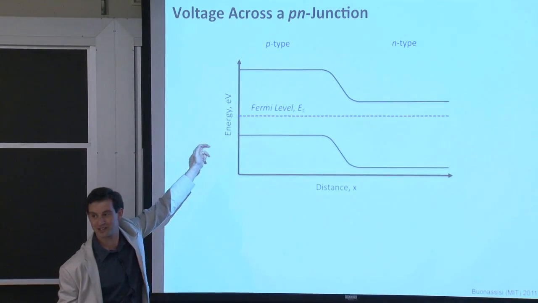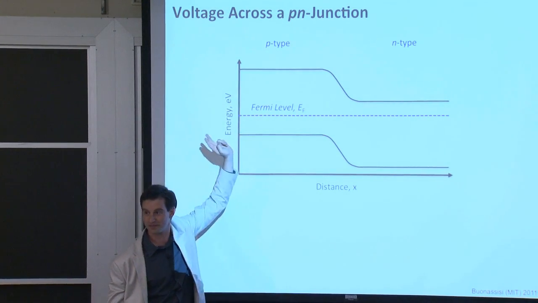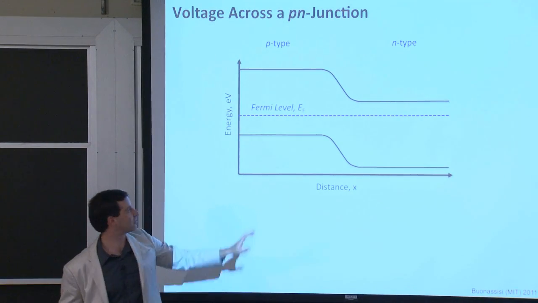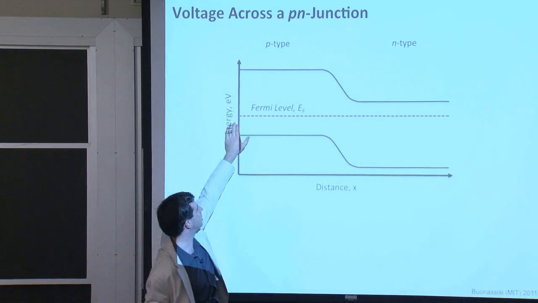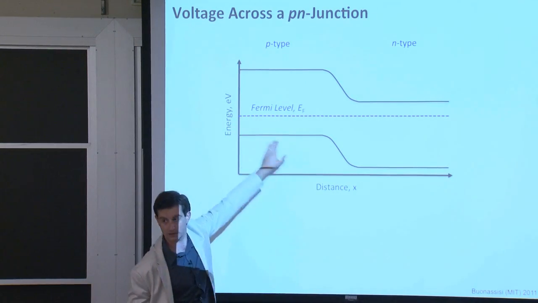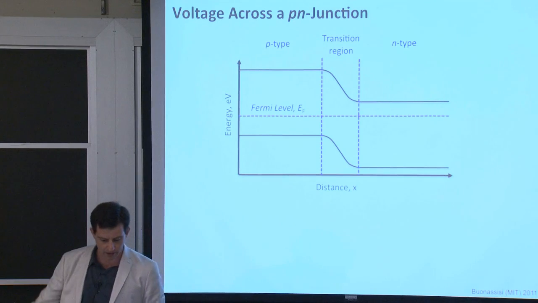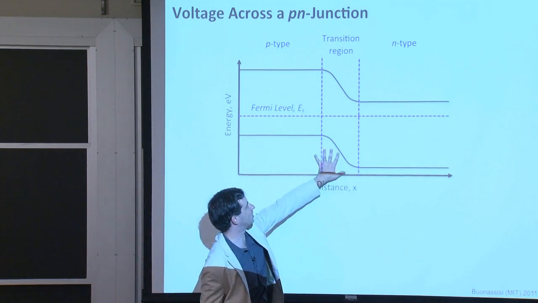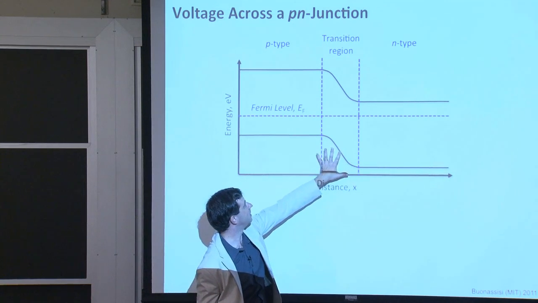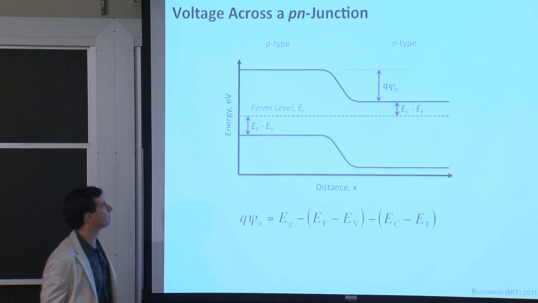And so the amount of energy necessary to remove the electron from the system, to remove it to the vacuum level, changes from the p-type to the n-type. But for the purposes of our diagram right here, we're drawing the Fermi level constant throughout. Now, we have that transition region, the depletion region, the space charge region, all synonymous, same thing. We have that transition region here in the middle.